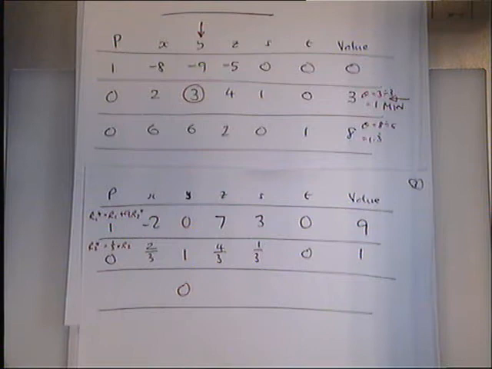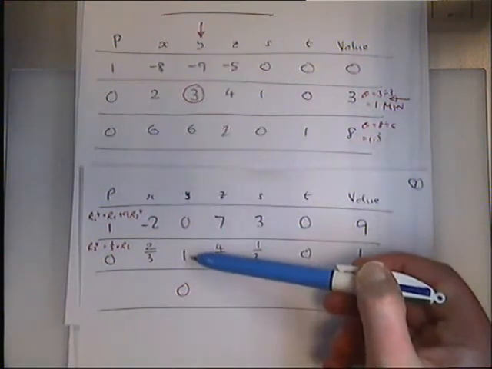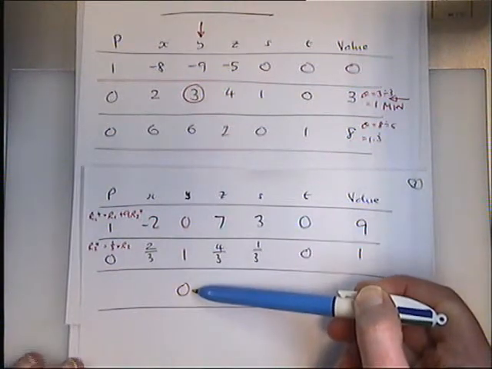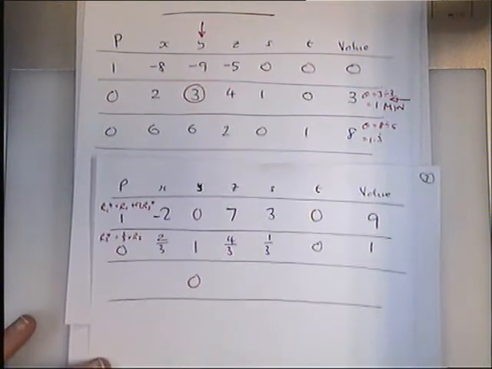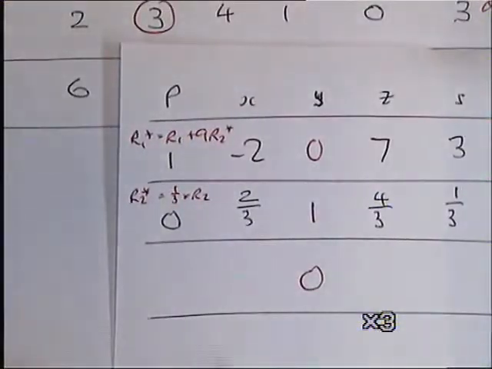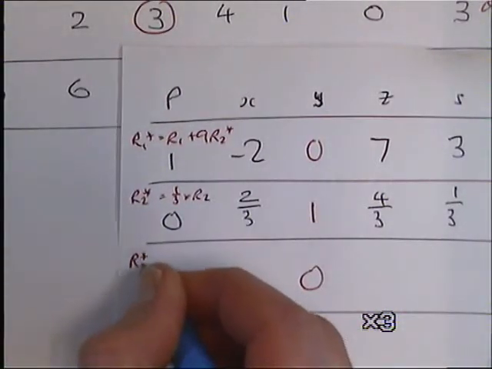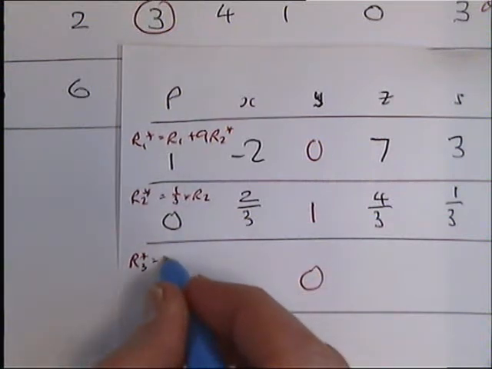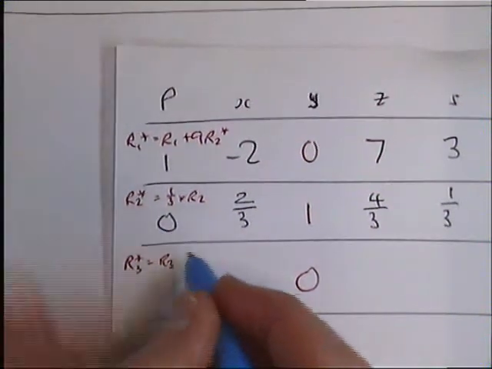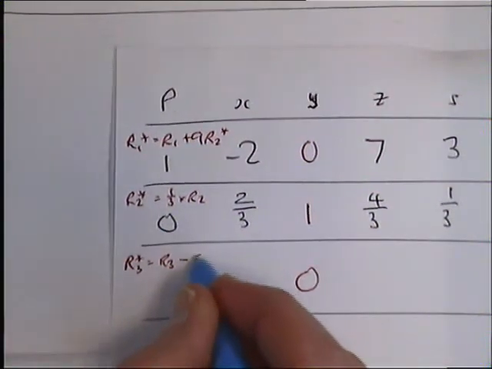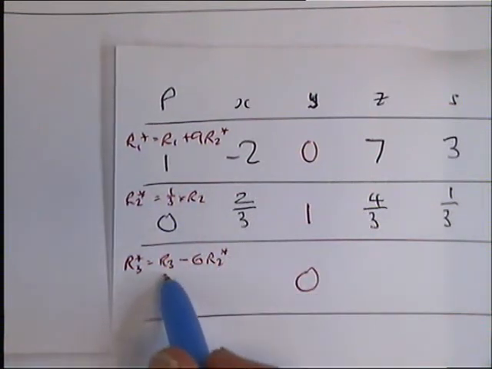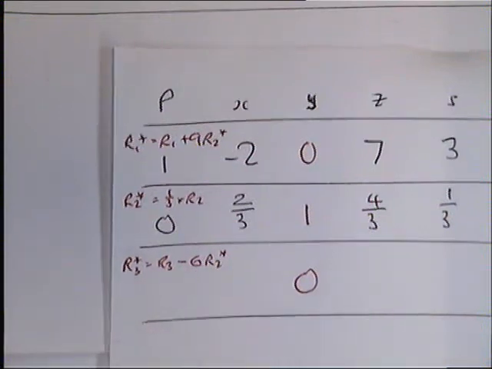Rob, the bottom row, how many of those do I add to that to make it into that? -6. -6 of them, yeah. So, Rob, can you tell me what am I going to write down here for my new row 3? New row 3 equals old row 3. Yep. Minus 6 of new row 2. Yeah, that's exactly right. Good. New row 3 is old row 3 minus 6 new row 2.